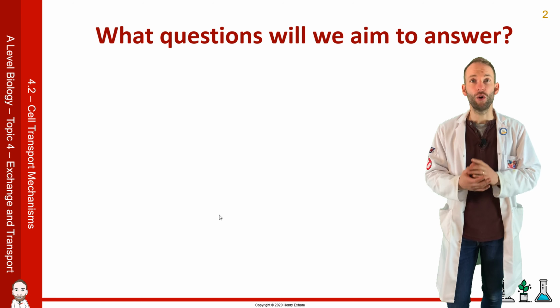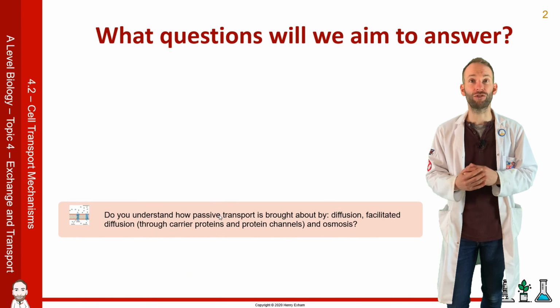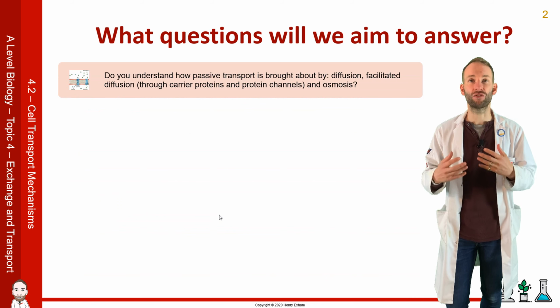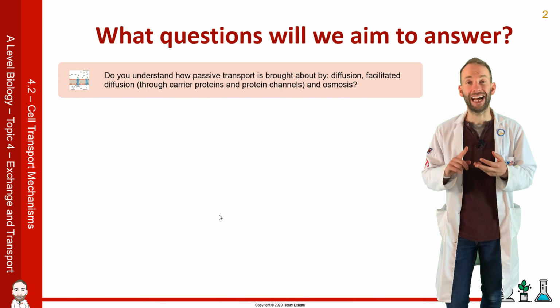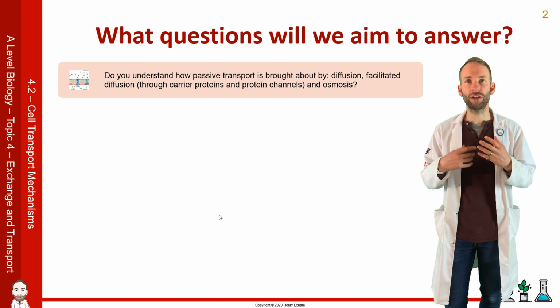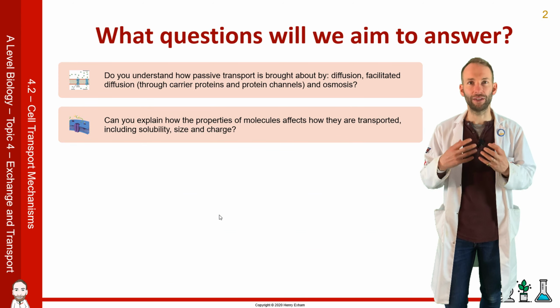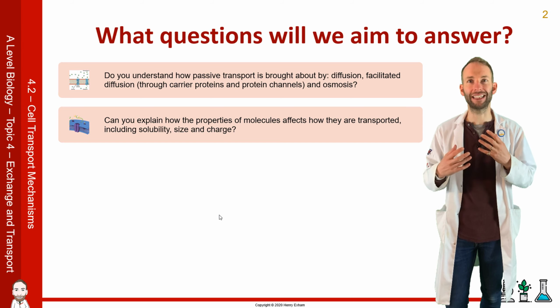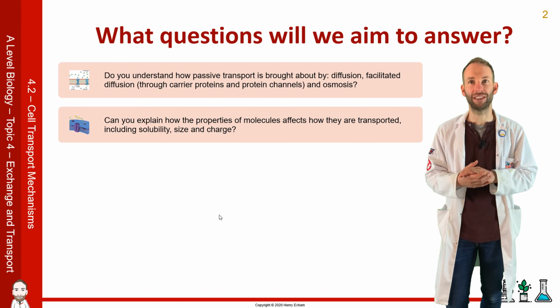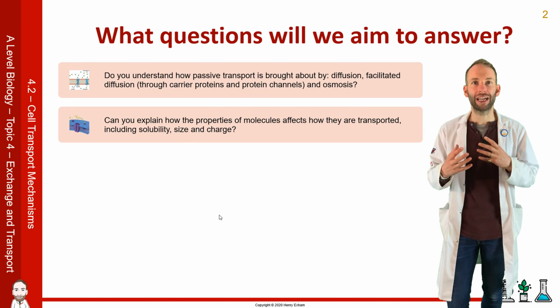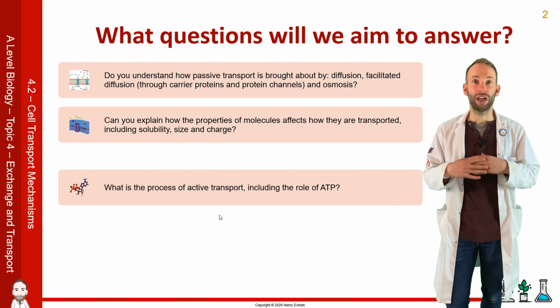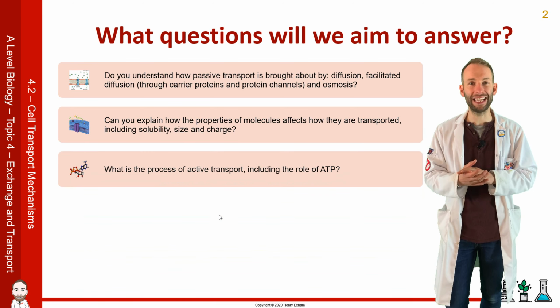So in this lesson, we're going to cover passive transport. Passive transport means it doesn't require energy, and this includes diffusion, facilitated diffusion, and osmosis. We're also going to try and explain how the properties of molecules affect how well they are transported, their size, their charge, their solubility.